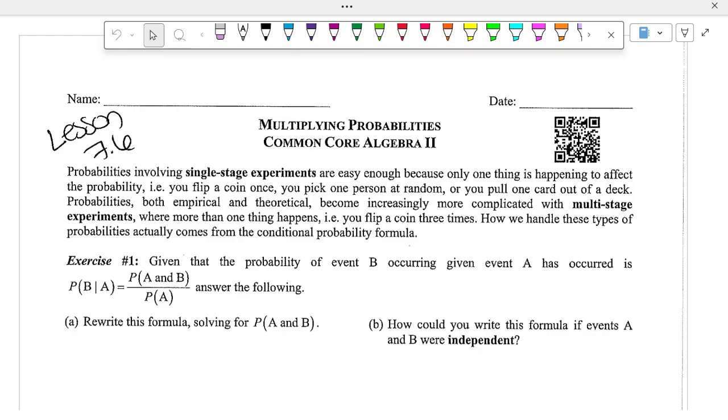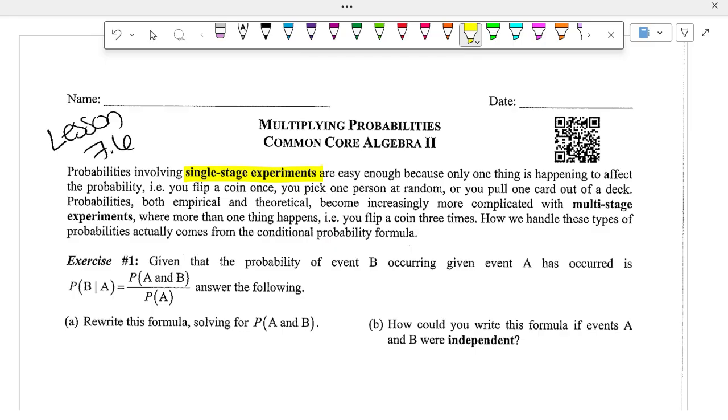So think about this logically. If the addition deals with the or, what do you think the multiplication is going to deal with? The and. So addition is the union, and multiplication is going to be the intersection.